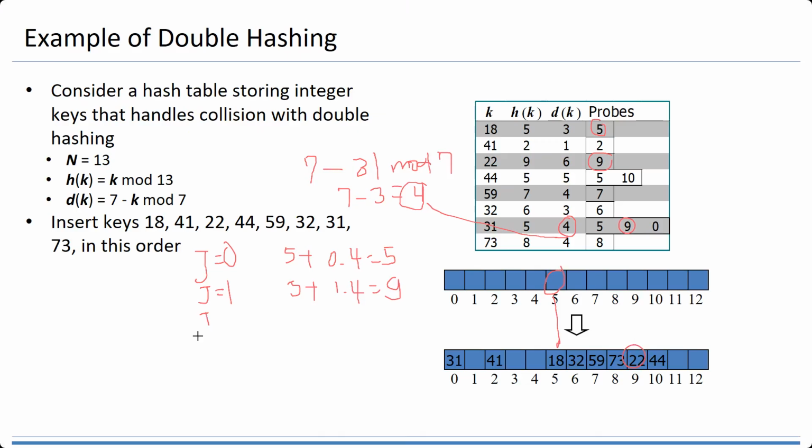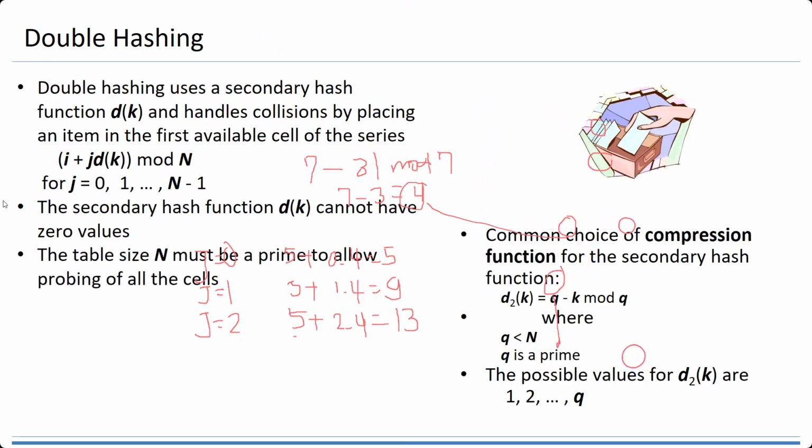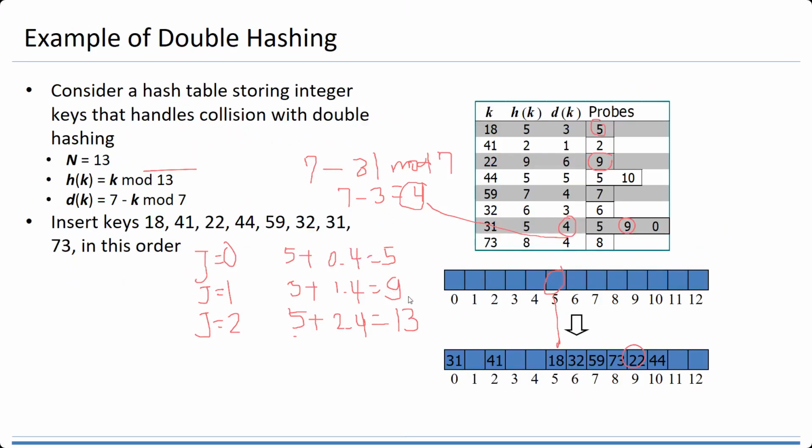Then we go to the next j. J equals 2. So 5 plus 2 multiplied by 4, then it is 5 plus 8. This is 13. Now, based on this one, we have the mod n. Okay, so mod n means this value cannot be more than 12.